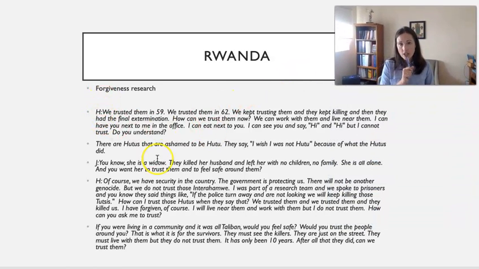One of them, H, said, we trusted them in '59. This person was talking about the Hutus. We trusted them in '62, because in 1959 and 1962, there were what they call mini genocides against the Tutsi. We kept trusting them and they kept killing, and then they had the final extermination. How can we trust them now?